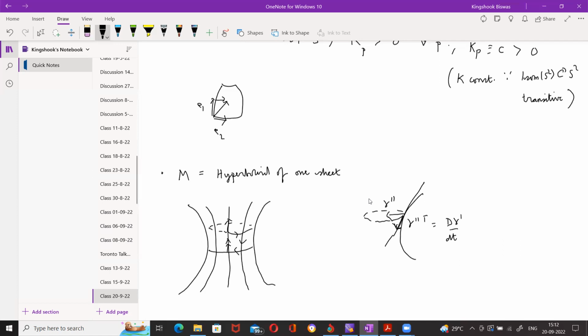You see, it points downwards. From the picture, instead of going upwards like a sphere, in this case it points downwards. This means that this V inner product d gamma prime dt will now be negative. And this we saw is equal to d/dt of V inner product gamma prime, right? So now this is negative.